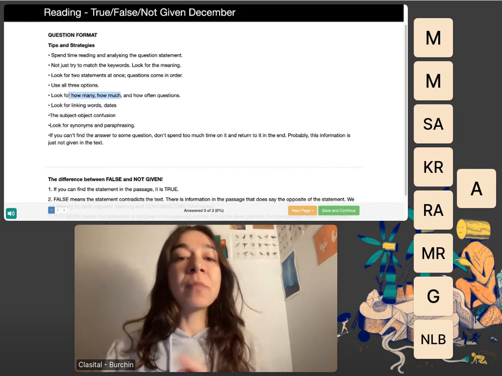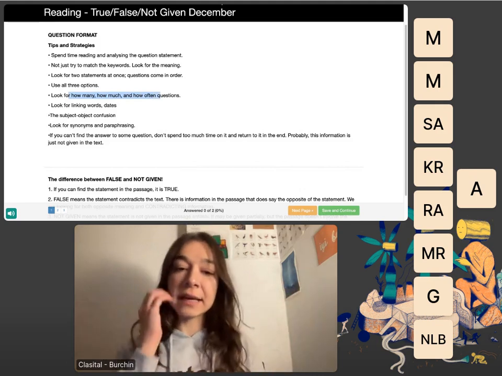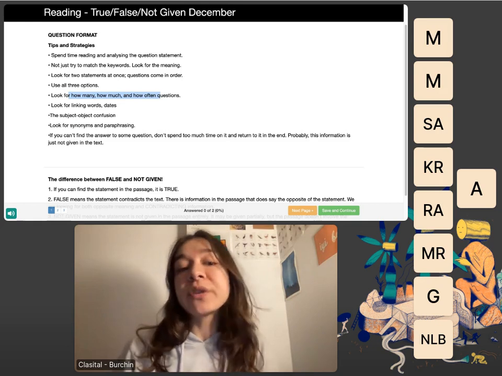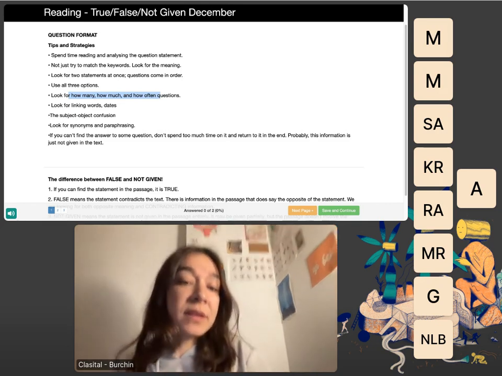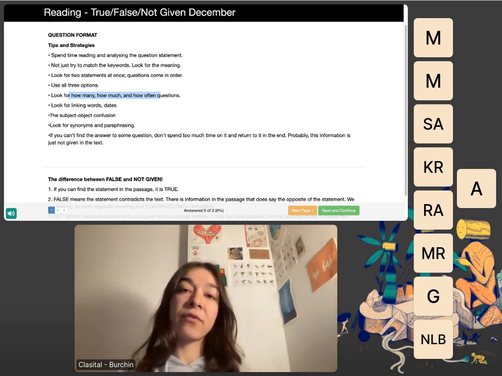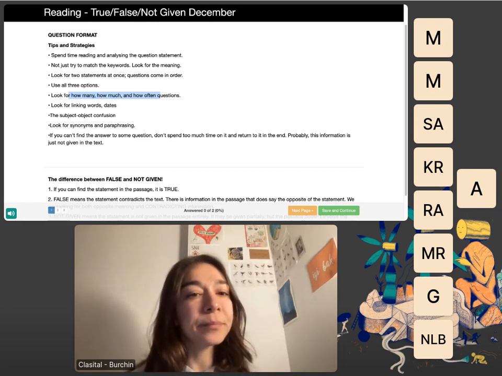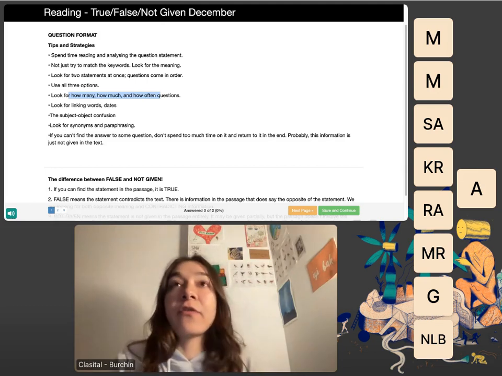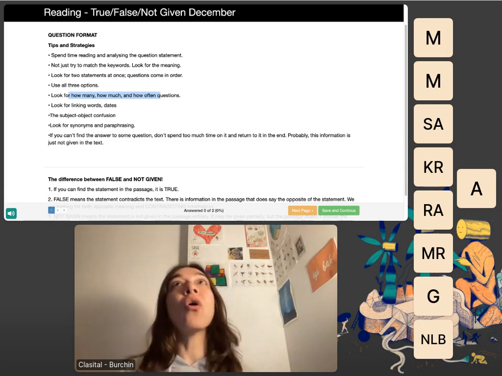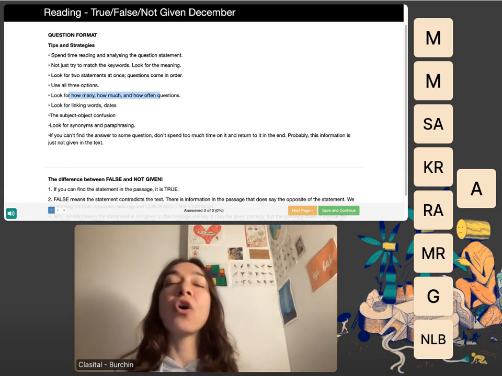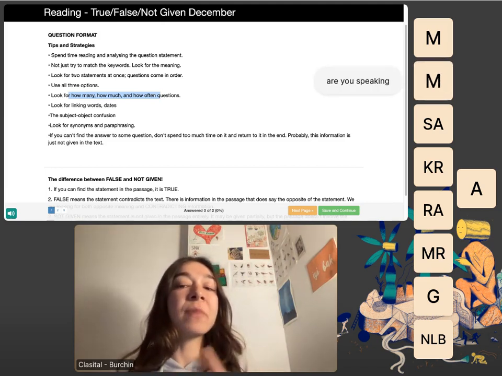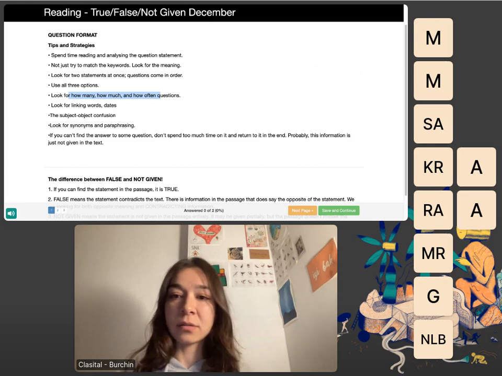They will use how many, how much, how often questions. For example, they will use "the trains usually arrive on time" or "the trains always arrive on time". Or they will say "some of the students are working on their homework", or "all of the students are working on their homework". So they will ask for how many, how much, how often.